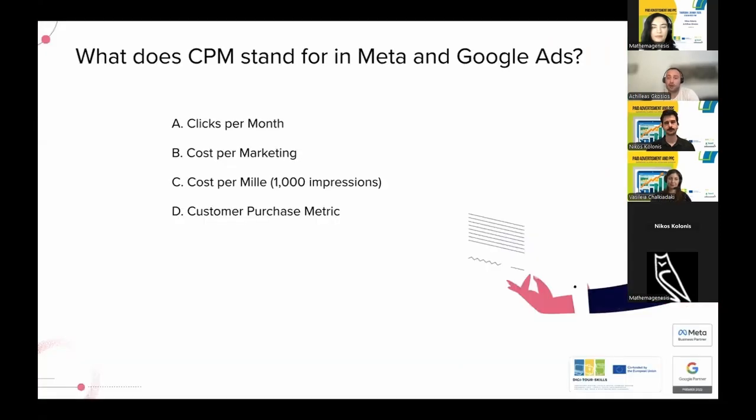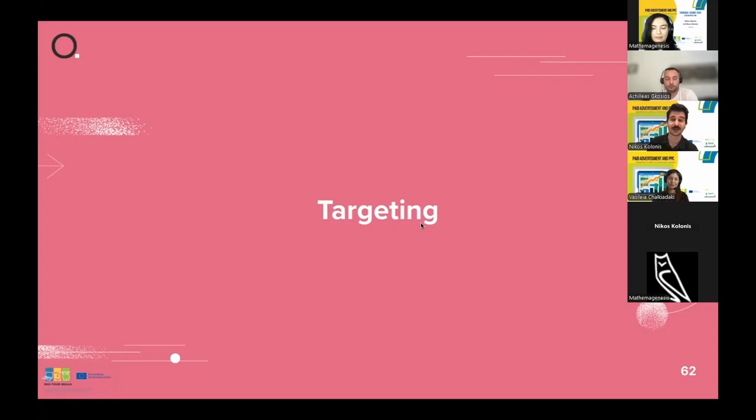Now we also have a mini quiz. What does CPM stand for in Meta and Google Ads? Okay, most people have said C. Yeah, the right one. Nice. That is correct. Yes.